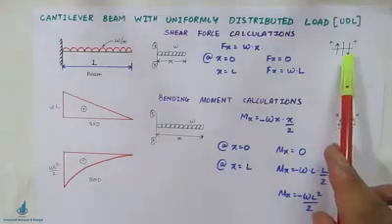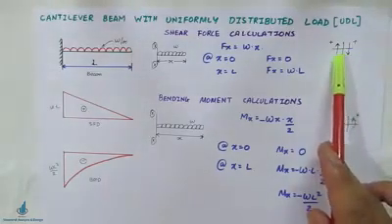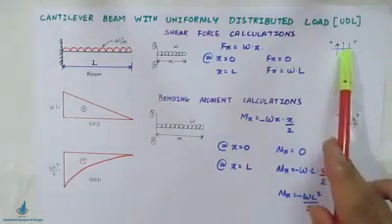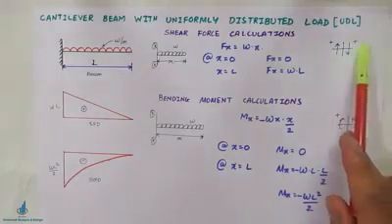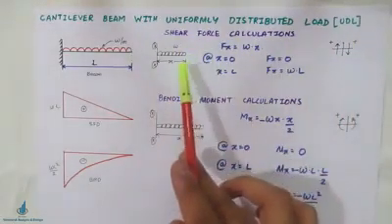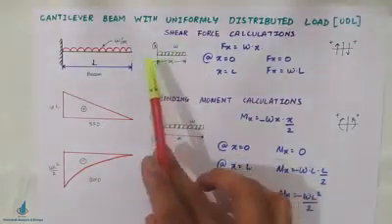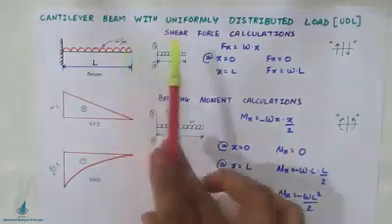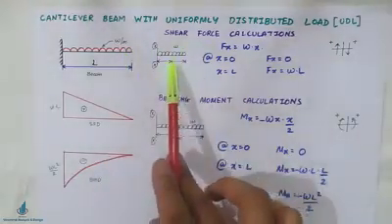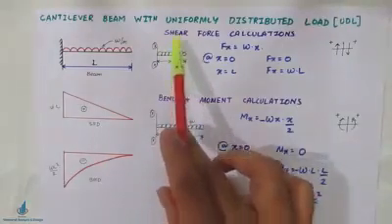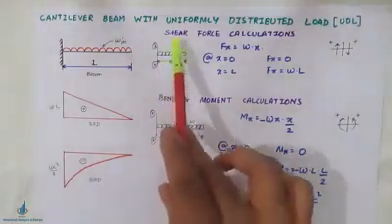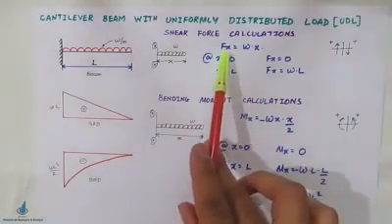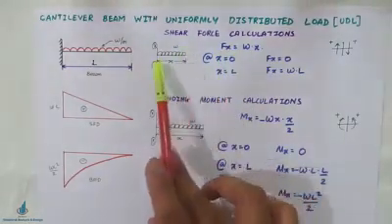If you are taking the section on the left hand side, a force moving upwards is positive, and if you are taking the right hand side section, a downward force is positive. In this problem the section is from the right hand side. We are cutting here, and the load is moving in the downward direction, so it is positive. Fx is the equation for shear force: Fx equals W into x.